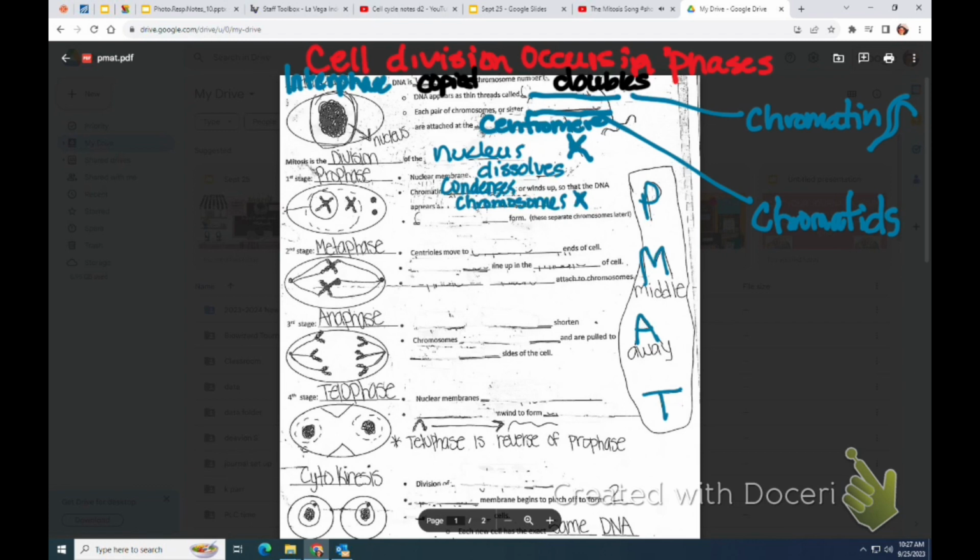Condenses, yes ma'am. I'm going to read it again. Nuclear membrane disappears, chromatin condenses or winds up so that the DNA appears as chromosomes. The next one is centrioles form. These separate the chromosomes later. So that's my P in PMAT.